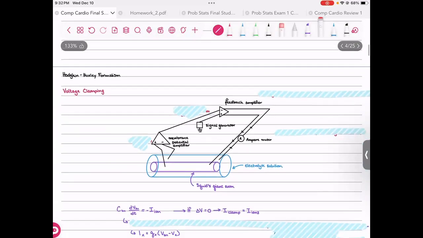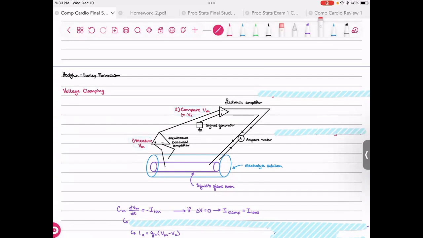Let's move on now to Hodgkin-Huxley formalism. This starts with an experiment called the voltage clamp experiment, where they essentially took a squid giant axon, put it in a petri dish, and started getting these currents. The way it works is you hook it up with a membrane potential amplifier, a feedback amplifier, signal generator, and an ampere meter. Step 1 of this experiment is to measure the membrane voltage.